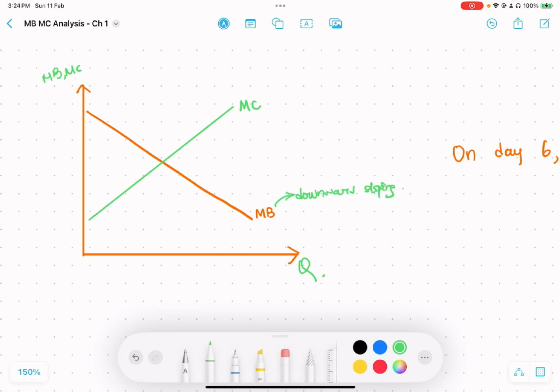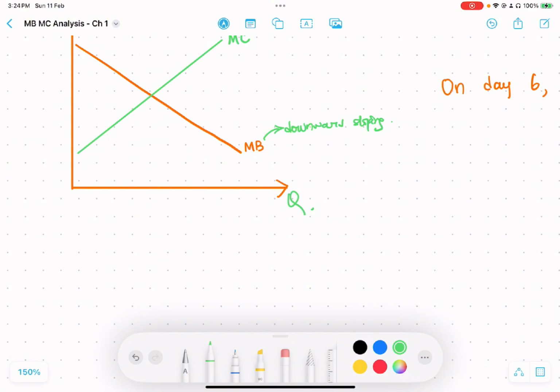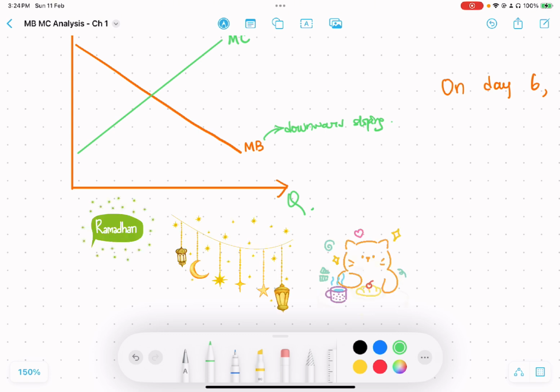To understand that, I'm going to give you a very simple example now. Later on, we're going to learn more about this when we study the law of diminishing marginal utility and stuff. But right now, just imagine this scenario, okay? Ramadan, you are heading into iftar. You're all familiar with this feeling.